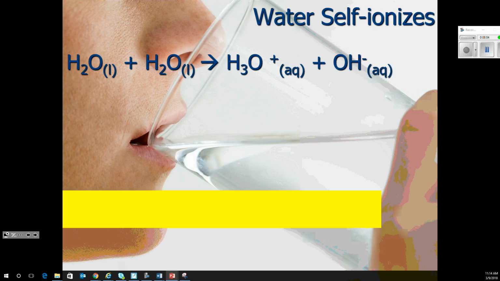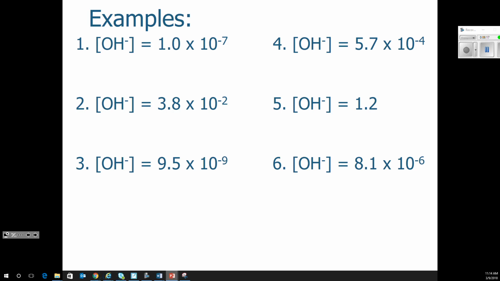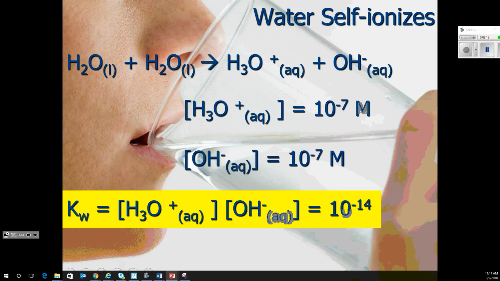Now, if we were doing a K of this, remember liquids and solids drop out. Gases and aqueous stay in. So the left-hand side here would drop out, and all I would be left with is this. So the Kw of water is just the hydronium ion times the hydroxide ion equals 10 to the minus 14. At distilled water, we get 10 to the minus 7 equals 10 to the minus 7. That is our hydronium and our hydroxide concentrations. Okay? So this bottom equation we're going to use on the next page. So make sure you've got it written down.